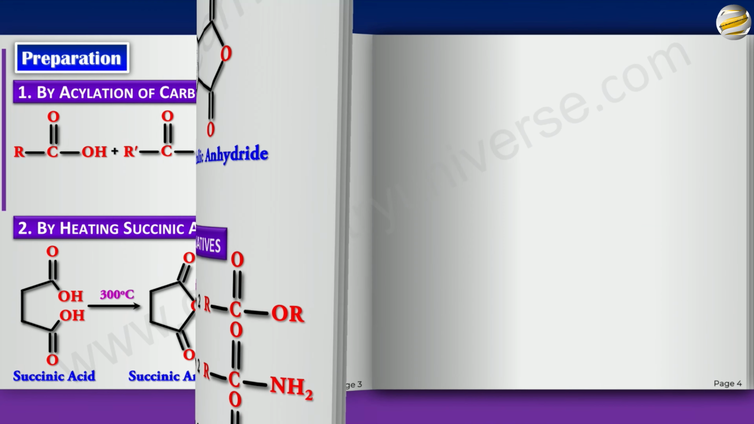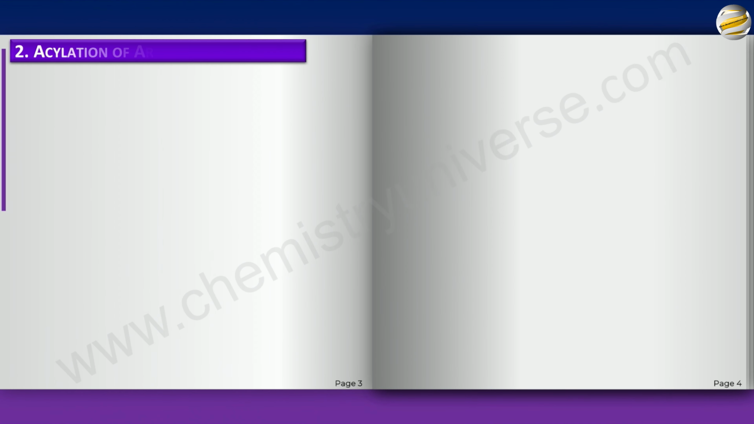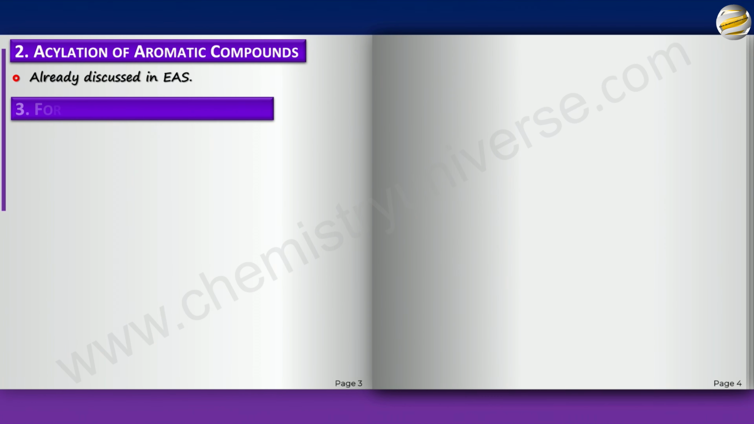And then we have also done the acylation of aromatic compounds, if you remember, electrophilic aromatic substitution. We have also done one more thing. This was a test for phenols, but let's just have a look at it again. Formation of phenolphthalein. Very important compound, very important reaction. Make sure you remember the structure and the reaction.